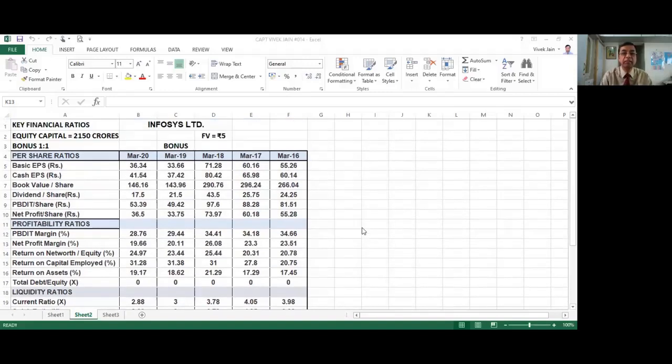Friends, we now come to the second company, which is a market leader in information technology, Infosys. As you can see on the screen, the equity capital is 2,150 crores. Face value is 5 rupees. Infosys had given a bonus of 1:1 in year ending 31st March 2019.